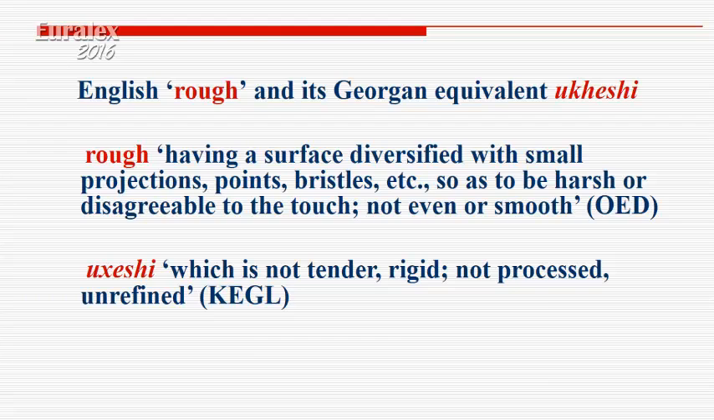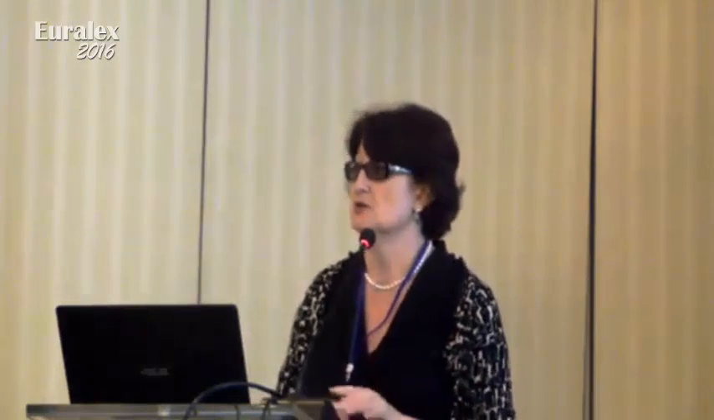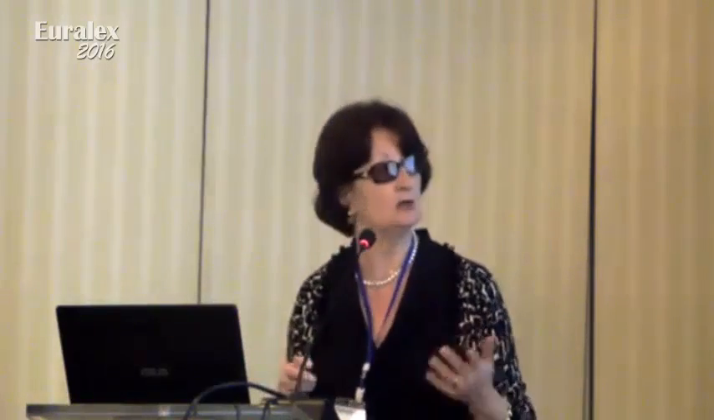I will show the examples later, but if we look at the definitions, the OED, the Oxford English Dictionary on Historical Principles, defines this meaning of rough like this: having a surface diversified with small projections, points, bristles, etc., so as to be harsh or disagreeable to the touch, not even or smooth. And Georgian uheshi, looked up in the explanatory dictionary of the Georgian language, does not specify why the surface is not smooth or even. English meaning is broader because it allows different reasons for being uneven, like projections, points, bristles, etc. So there may be other things.